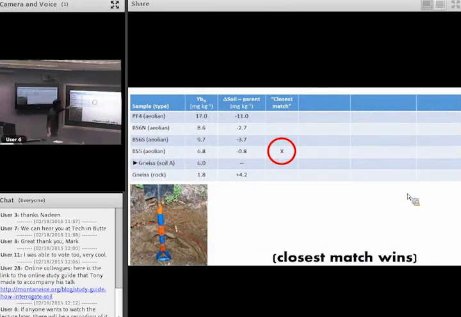I gave you the example of ytterbium before. So PF4 comes in with a value of 17 parts per million. Notice that this is what we're aiming for, is 6, right? So we can't calculate a difference on itself. We're just looking for the closest match. And in this case, it looks like for ytterbium, Bobcat Stadium fifth floor wins, and so it gets a little X right there.